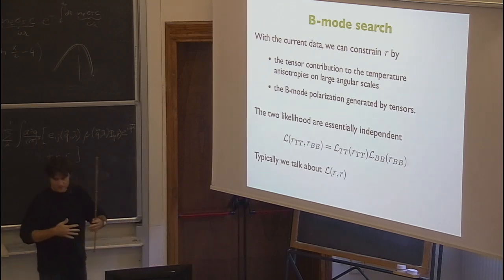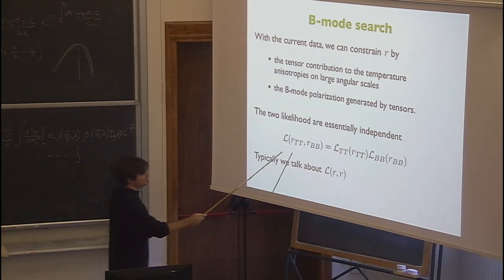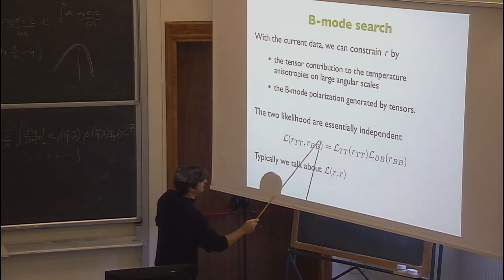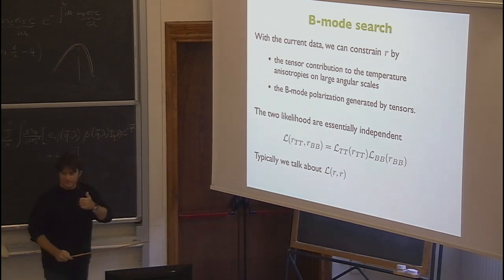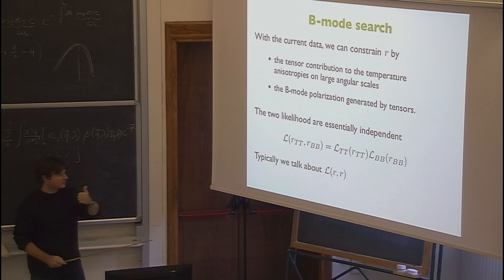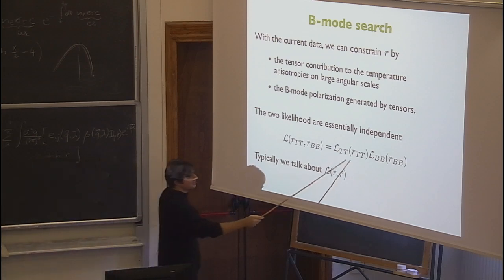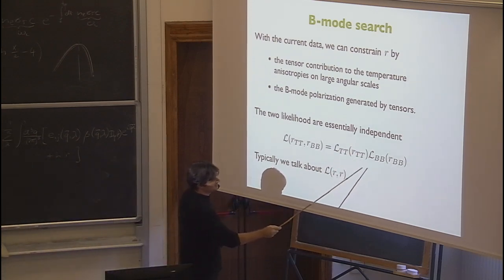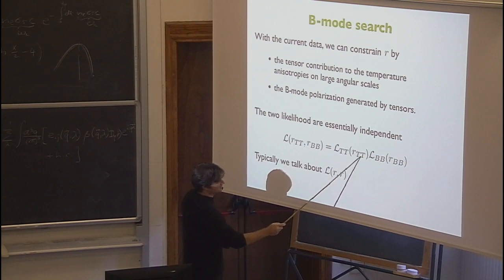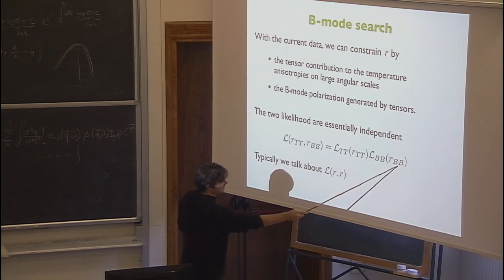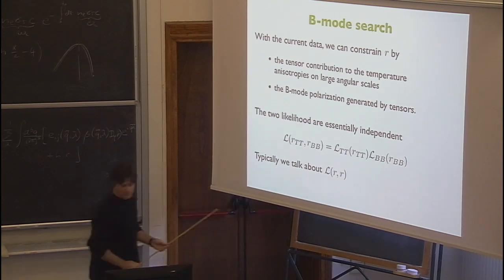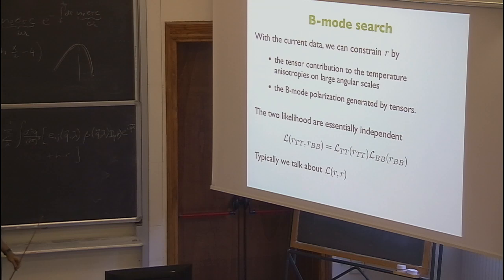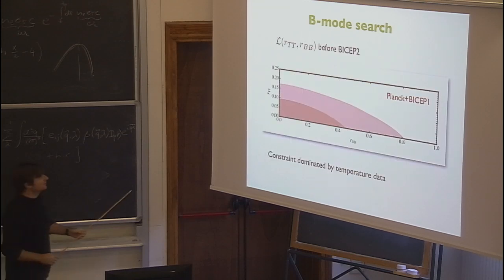And the two likelihoods are essentially independent. These are independent measurements, so the likelihood we're usually reporting is really the product of these two likelihoods. Usually we think of there being just one parameter controlling the tensor to scalar ratio, but you can introduce artificially one parameter that controls the amplitude of the tensor contribution to temperature, and one that controls the contribution to B modes. Typically we look at that diagonal, but if you plot the other version, I think you can see a little bit better what's going on with the constraints.